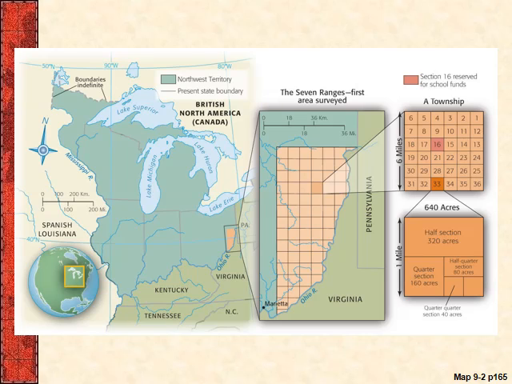This is just a map of how the Northwest Ordinance operated, and you can see there that it's all broken up into nice squares and surveyed, and then you can see that section 16 here is reserved for school funds. How exciting.